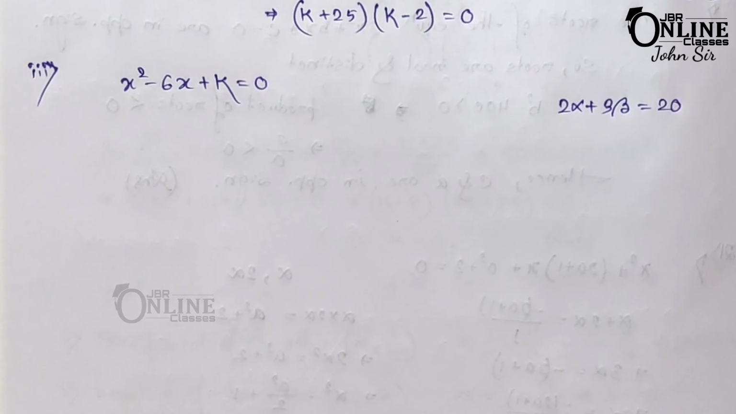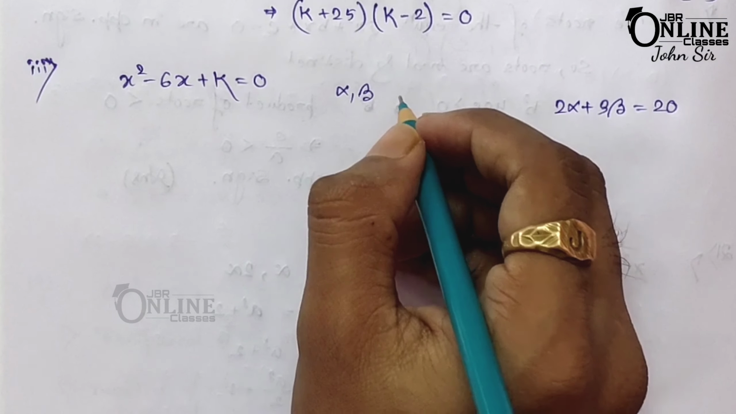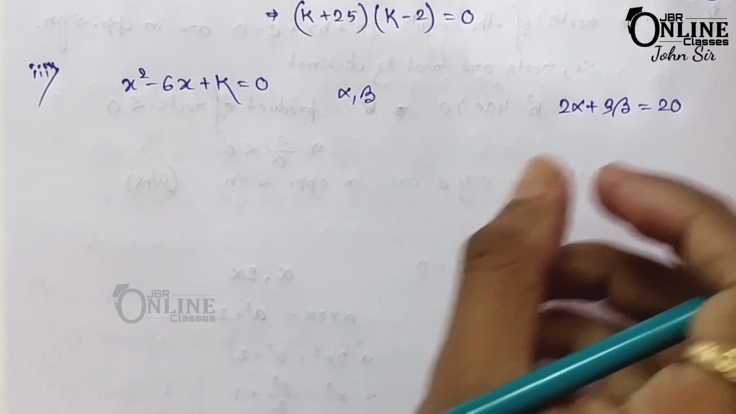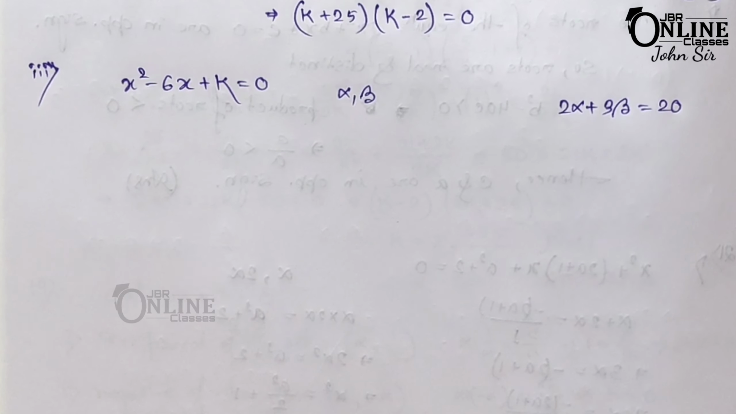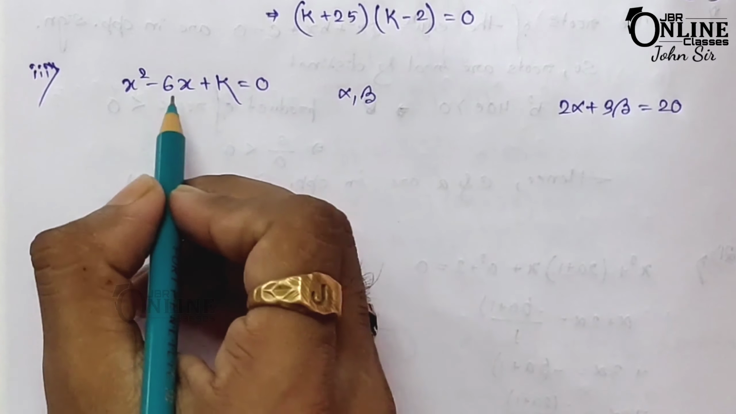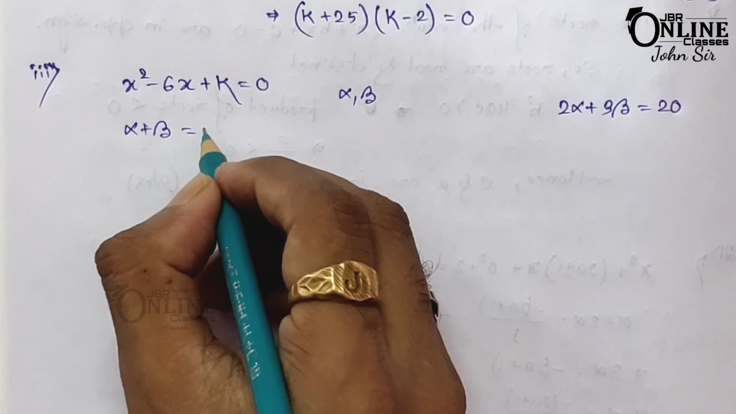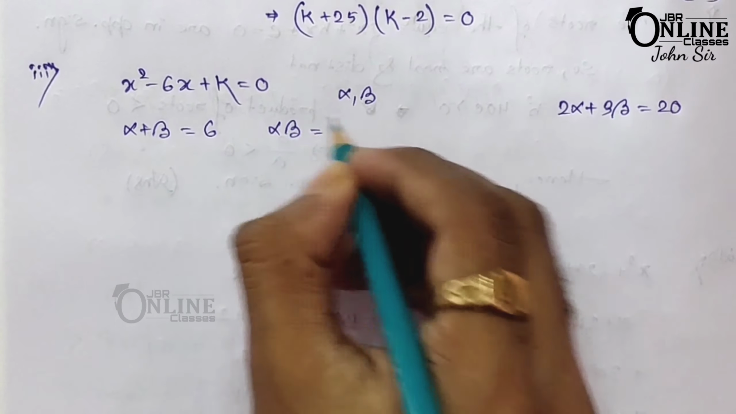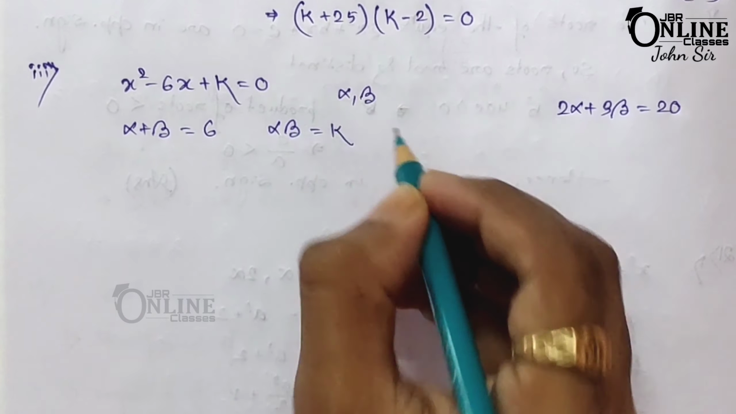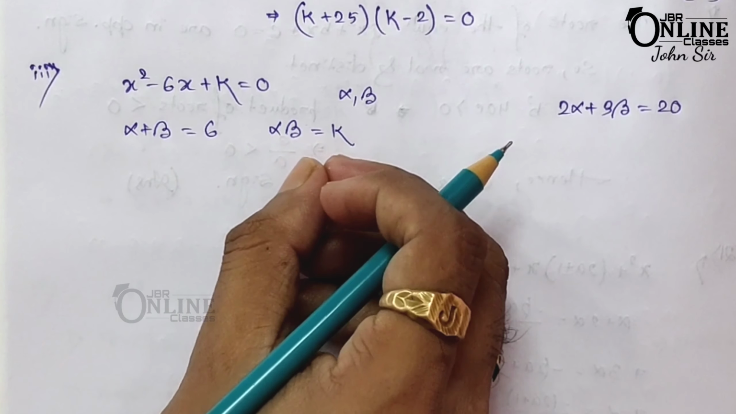Now sum number 3. Find the value of k for which the roots alpha and beta of the equation satisfy the relation 2 alpha plus 3 beta equals 20. As alpha and beta are the roots of the equation, alpha plus beta will be 6, and alpha into beta equals k. So alpha plus beta equals 6 and alpha beta equals k.